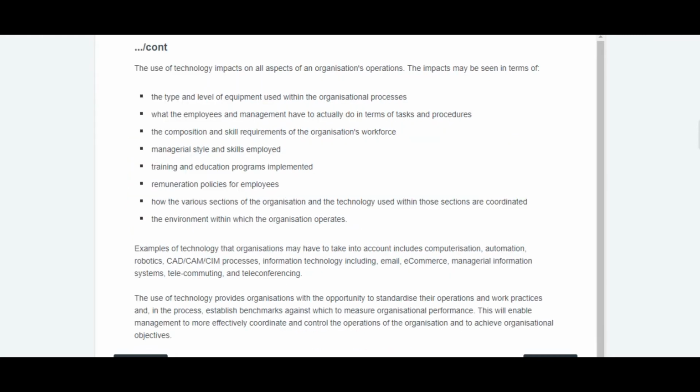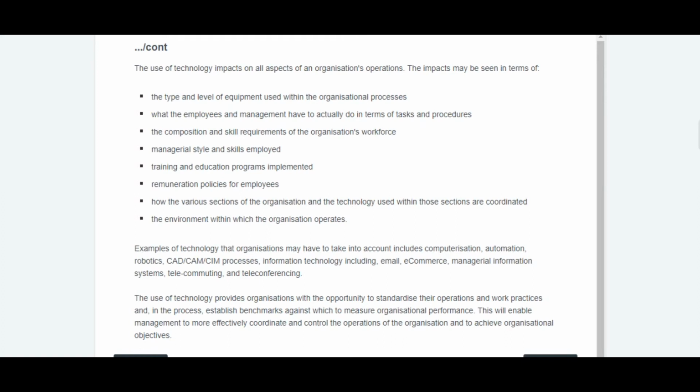The use of technology impacts on all aspects of the organization's operation. The impact may be seen in terms of the type and level of equipment used within the organization process, what the employees and management have to actually do in terms of tasks and procedures, the composition and skill requirement of the workforce, managerial styles and skills employed, training and education programs implemented, remuneration policies for employees, how the various sections of the organization and technology used within these sections are coordinated, and the environment within which the organization operates.